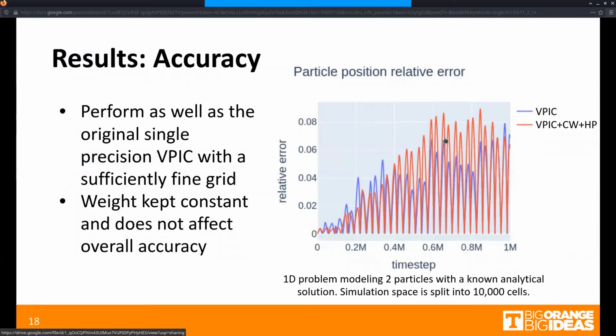Lastly, we must ensure that our optimized simulations produce useful scientific results. After all, it doesn't matter if it's fast or big if it doesn't produce useful science. Accuracy is more difficult to test due to the lack of rigorous error quantification for particle and cell methods. We measure accuracy using a simple 1D problem with a known analytical solution. The test uses a grid resolution of 10,000 cells, and weight is kept constant to avoid affecting the accuracy results. As you can see, with a sufficiently fine resolution grid, half precision position maintains below 10% relative error across 1 million time steps, similar to the original VPIC.